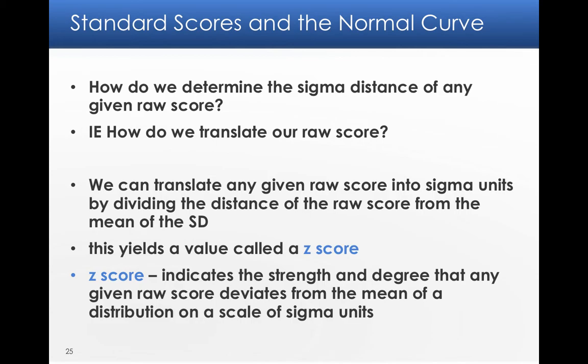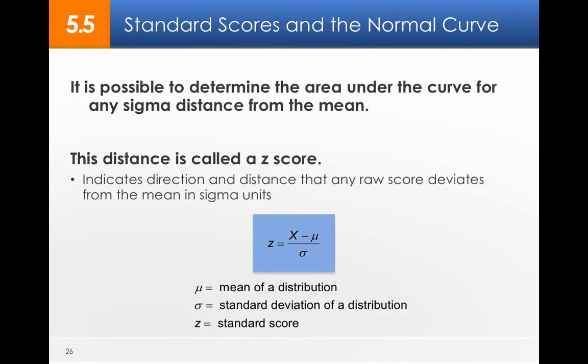What a Z-score does is it tells us the strength and degree that any given raw score deviates from the mean of a distribution. This is going to mean a little bit more to you as we get into these. Okay, so the distance is the Z-score. It's going to tell us direction and distance. Okay, so Z is equal to X, any given score, minus mu, which is the mean, divided by sigma.